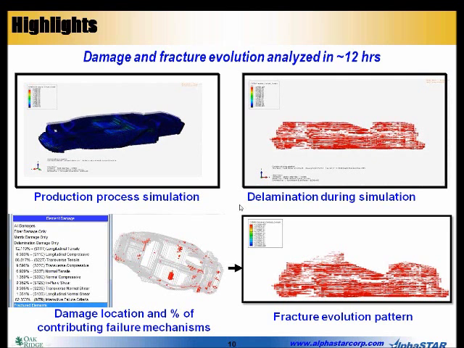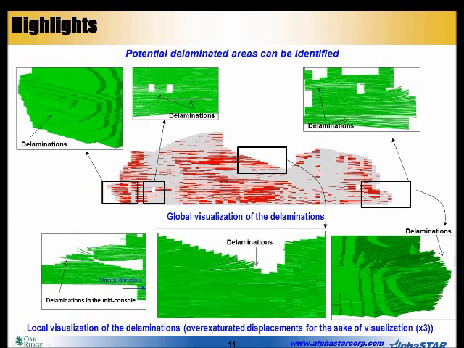Now, having this tool enabled us to address some of the potential problem areas. In order to visualize these areas, the displacements are over-exaggerated and multiplied by a factor of 3 just for the purpose of visualization. And doing so, we can address some problems in the so-called ramp area, where we can see some significant delaminations.